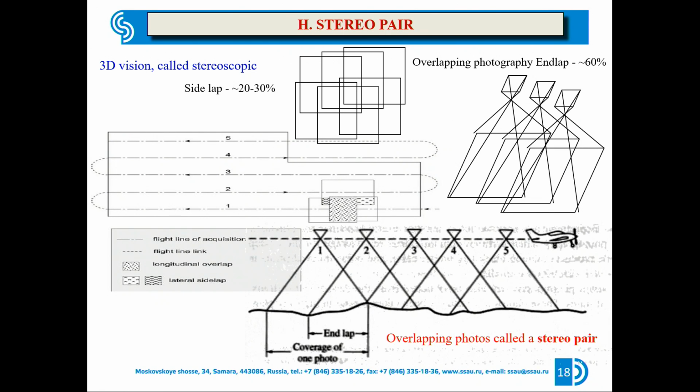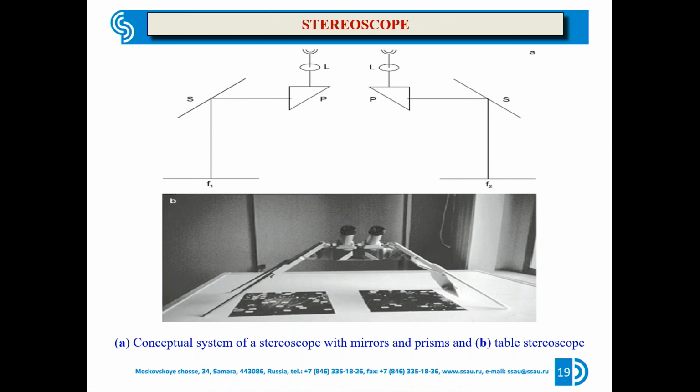For that, first we make a flight path. When our plane goes here, it has 60% overlap in the front direction like that, and when it returns in the second path, again it has 20 to 30% cover as side lap. When we arrange these photographs on a table like this and view them with a stereoscope, they look 3-dimensional, and we can measure the height of the building and the height of the terrain. So, it is the 3D view of aerial photography.